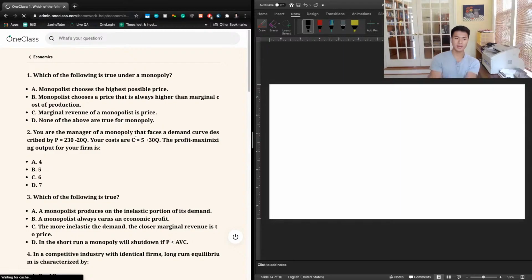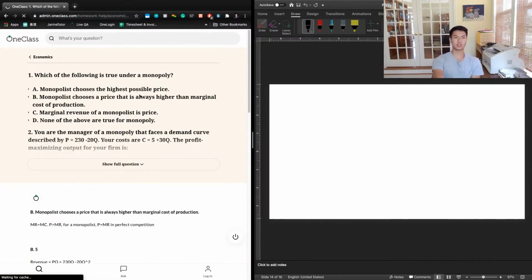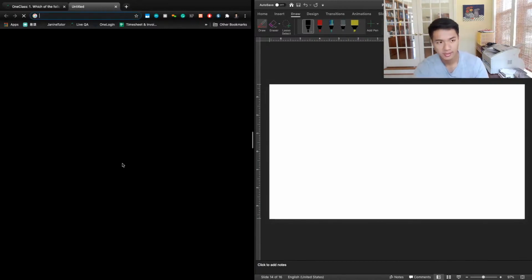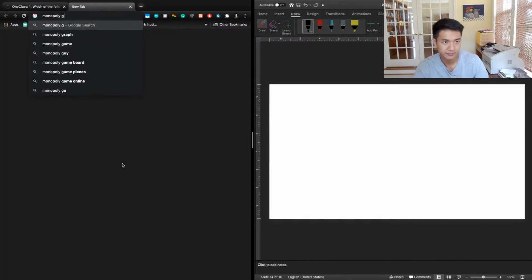Okay. Next question says, which of the following is true under a monopoly? A, monopolists choose the highest possible price. B, monopolists choose a price that is always higher than marginal cost of production. C, marginal revenue of monopolists is price. And D, none of the above are true for monopoly. Let's take a look at the monopoly graph.